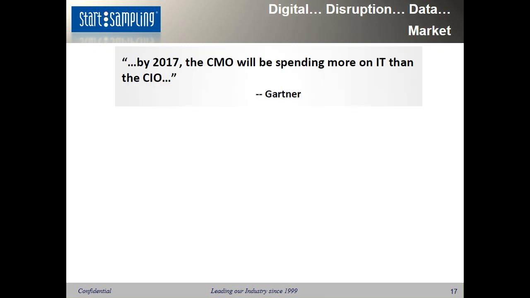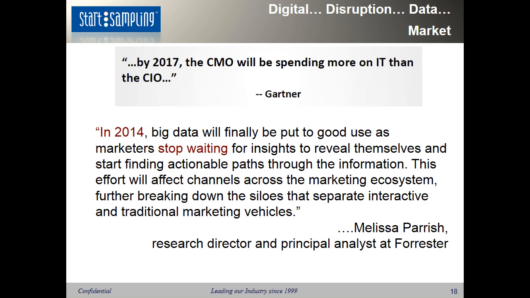Another quote that came out recently from Melissa Parrish at Forrester, she was talking about where we are in terms of using big data. By the way, I hate the term big data. I just use it because it's an industry standard term. But the whole idea here is she was really predicting at tail end of 13 that we would, as marketers, really start to put to use and stop waiting on the information that's contained within all this information. The thing that I like about the quote is it's talking about breaking down the marketing ecosystem as it now exists, breaking down the silos that exist, separating interactive from traditional marketing vehicles.